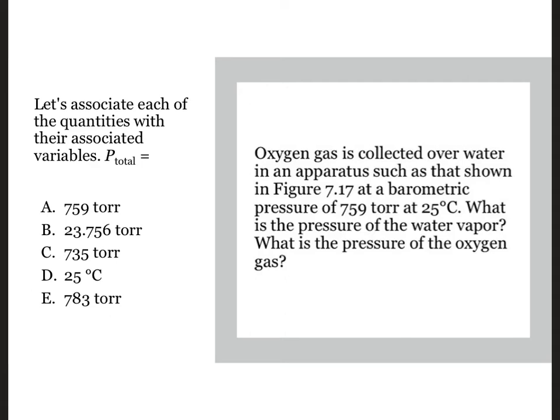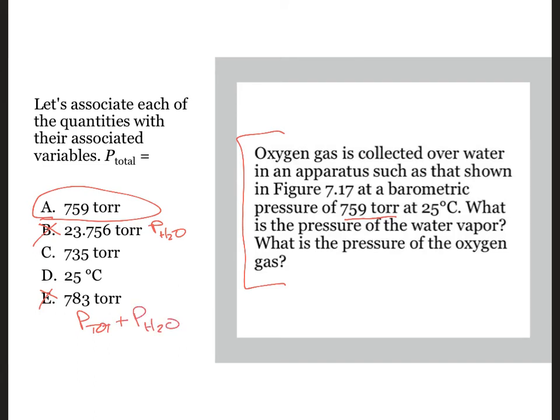This question was asking you to read the question and then report back P total. So A was the correct answer, although I did see some B, which is the partial pressure of water, and I did see E, which is P total plus the partial pressure of water. That's not how we work these problems. P total is equal to the pressure of H2O plus the pressure of O2 in this case.